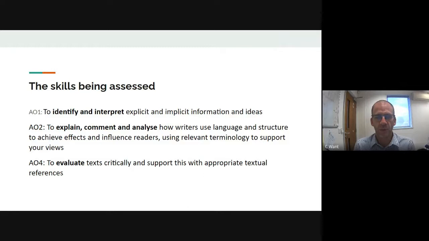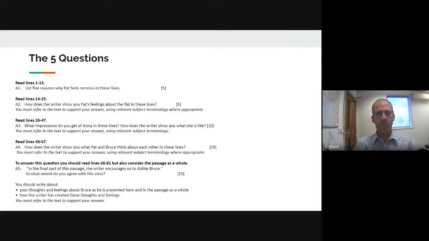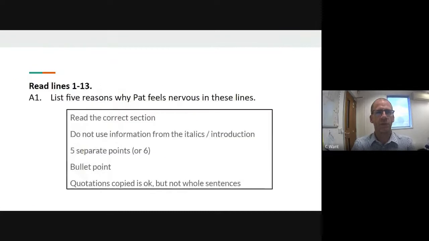It's you commenting on the choices that writers make about everything, about the language, about the structure, about the phrases. Why have they made those choices? And your ability to explain and comment on that is where most of the marks are. And then lastly, there is a question where you do some evaluation, and we'll talk about that when we get to question 5. So, without further ado, question 1 reads like this.